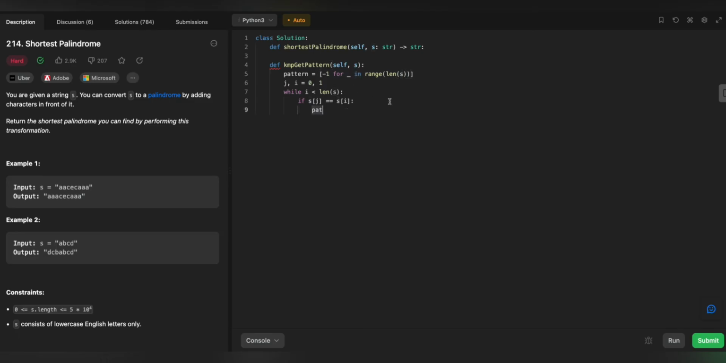So okay, let's get back to here. After we have this situation where s[j] and s[i] are the same, the pattern at i should equal j, and we want to move them together, which is i +1 and j also +1. So this is basically the most important situation.